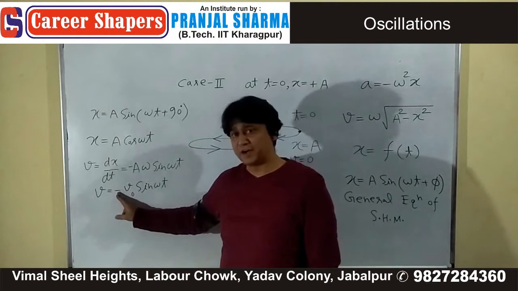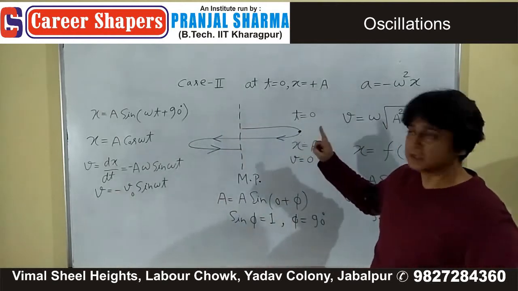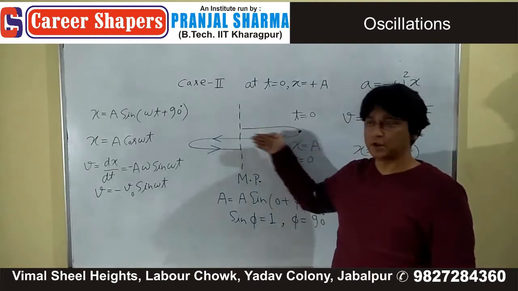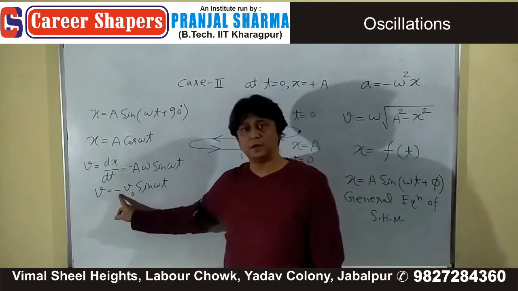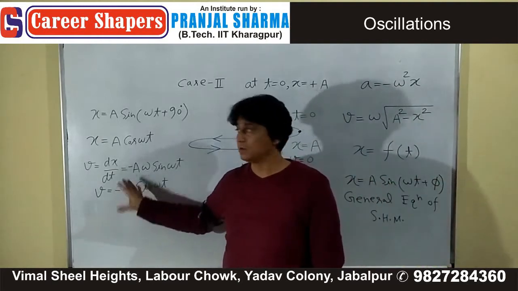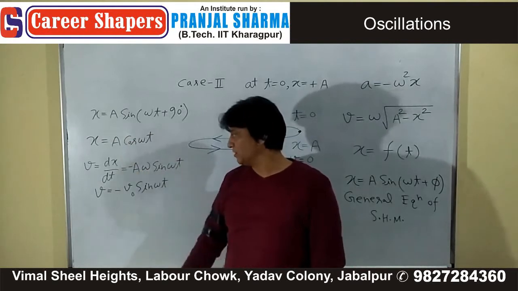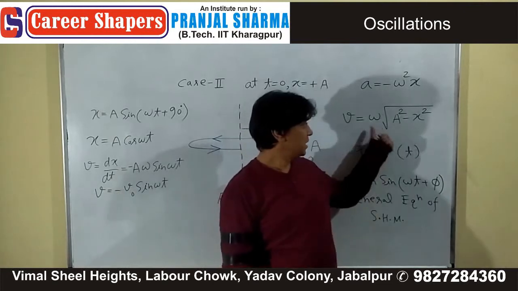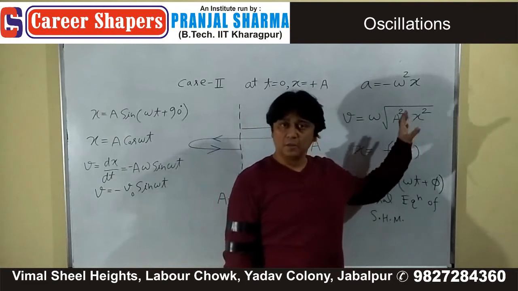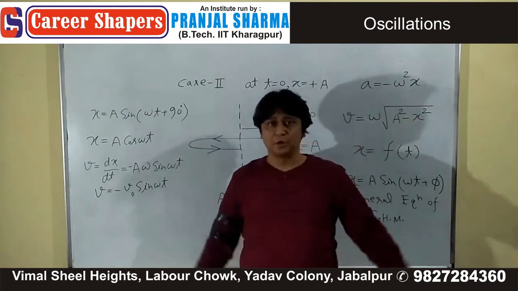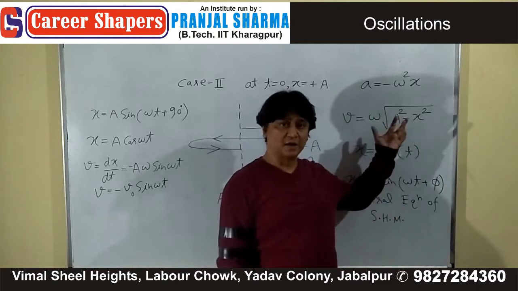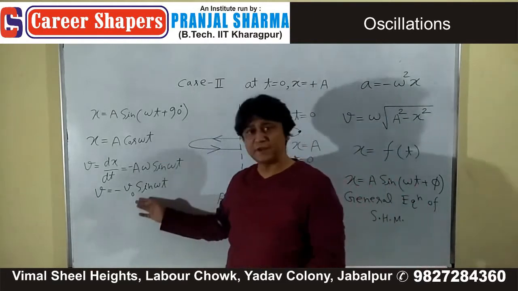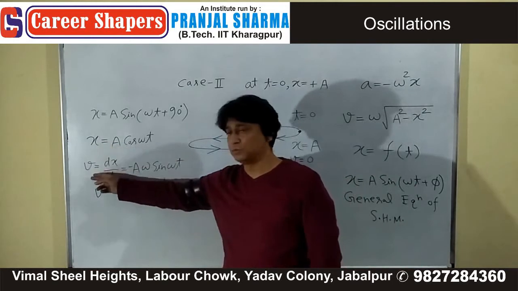And now look at the negative sign. If ball starts from this position, then it has to move in this direction. This is what left. For left, you see a negative sign. That's how this differentiation helps you in finding the negative sign. If you use omega root over a square minus x square, then you may skip the negative sign, because many times people go for root and then they forget the plus minus meaning. That's why we prefer differentiation when we go from x to v.